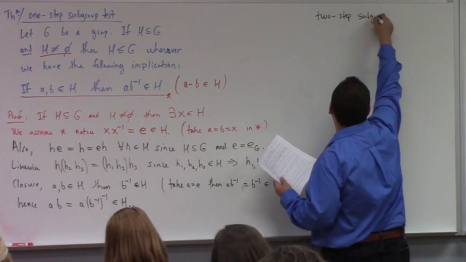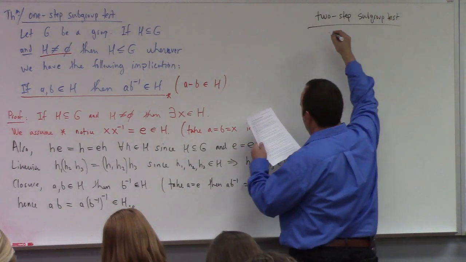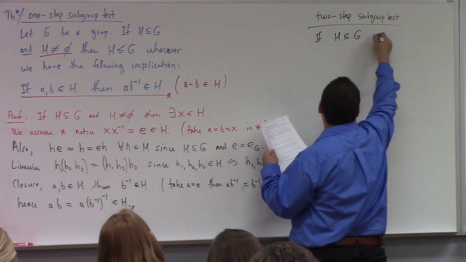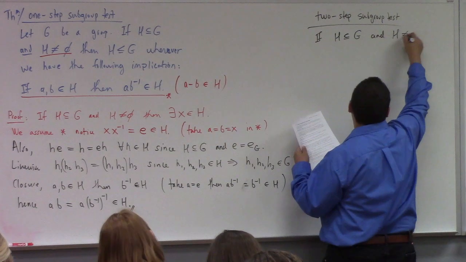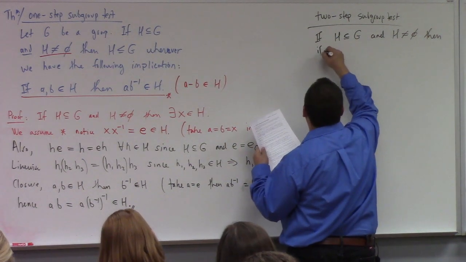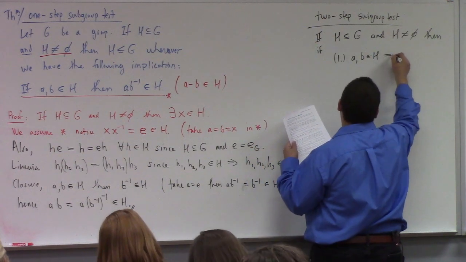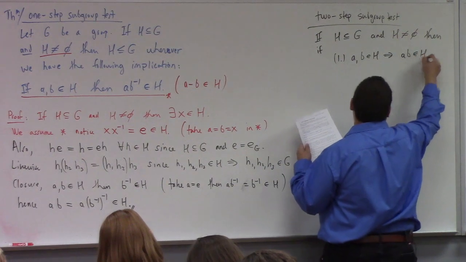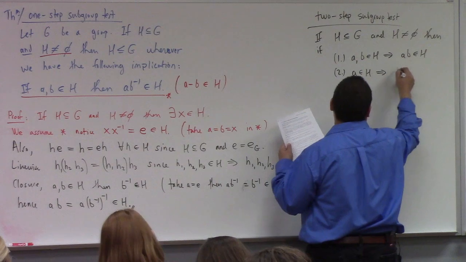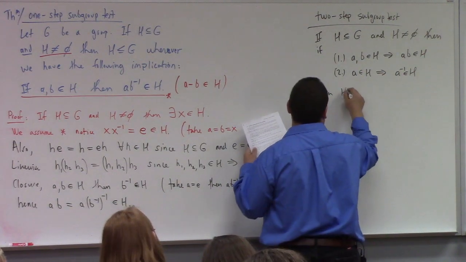Two-step subgroup test: if H is a subset of a group G and H is non-empty, then if 1) a, b in H implies that ab is in H, and 2) a in H implies that a inverse is in H, then H is a subgroup of G.